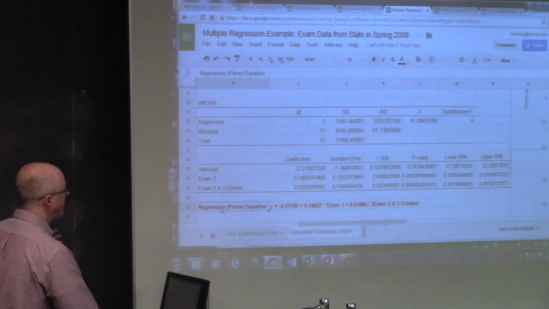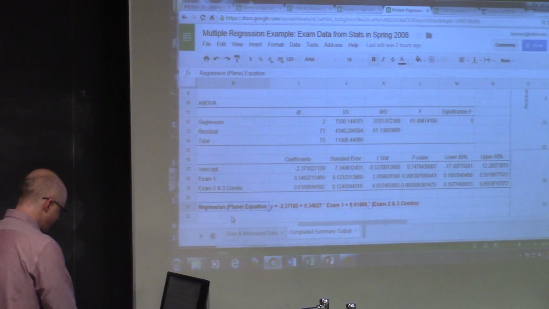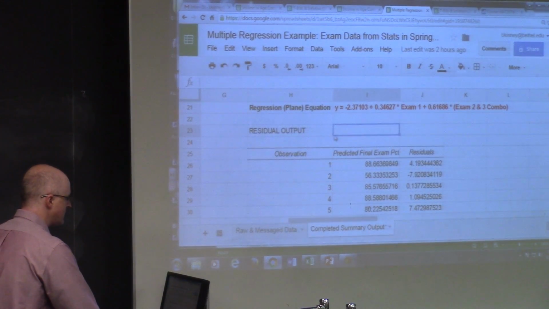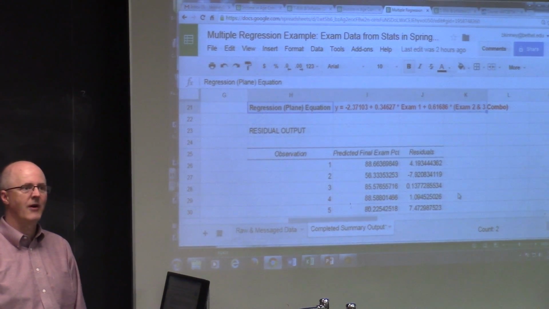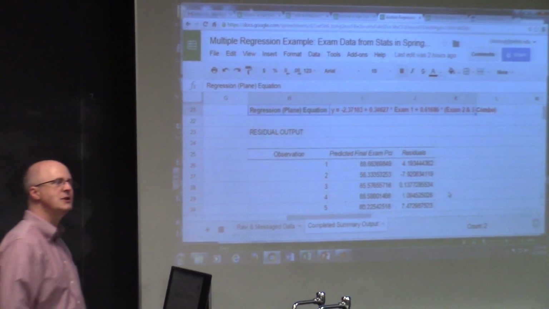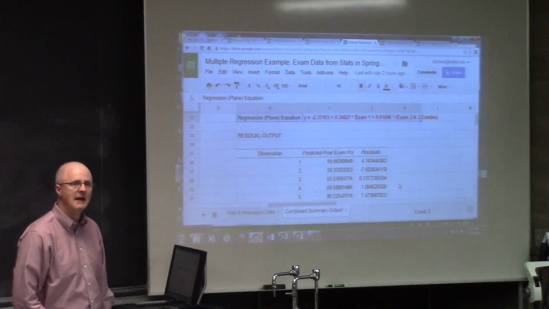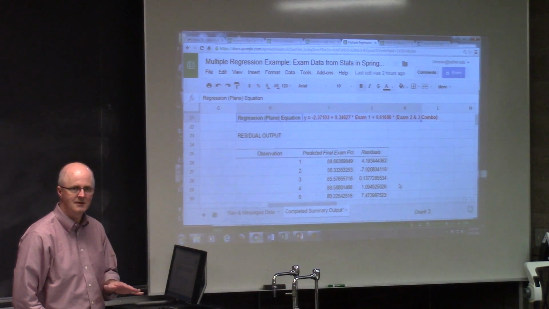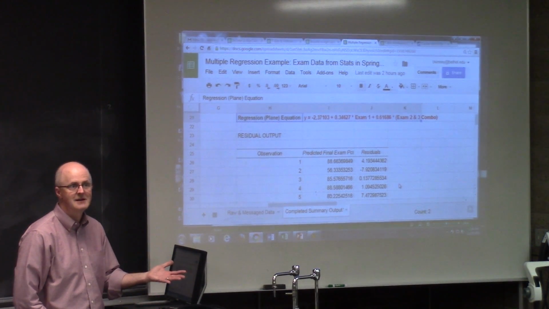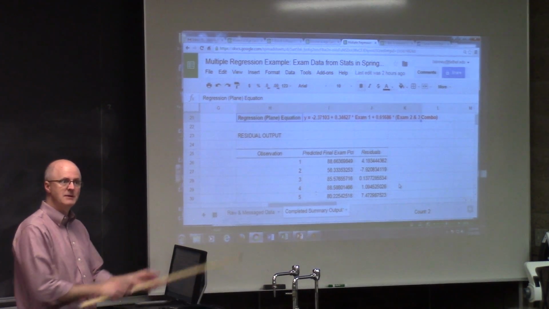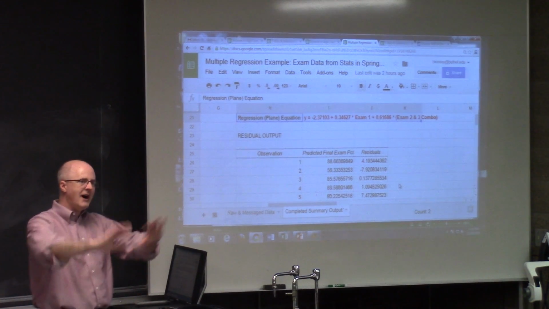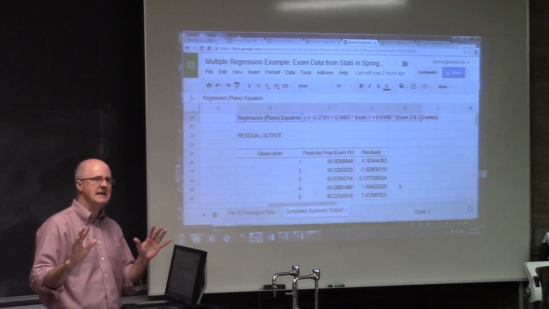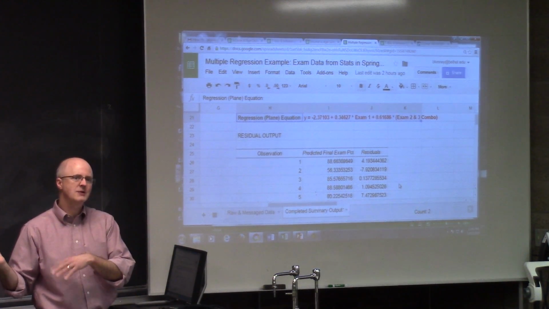Based on those numbers, I got what I call the regression plane equation. This is useful for you. How? Based on your exam 1 score and your exam 2 score, you could try to use this to predict your final exam score as a percentage. The final exam probably won't be out of 100, maybe 126 or 130 or something. But as a percentage, you should be able to use this equation to predict your final exam score if, on average, the people in this class study about the same amount that people back in 2008 studied.